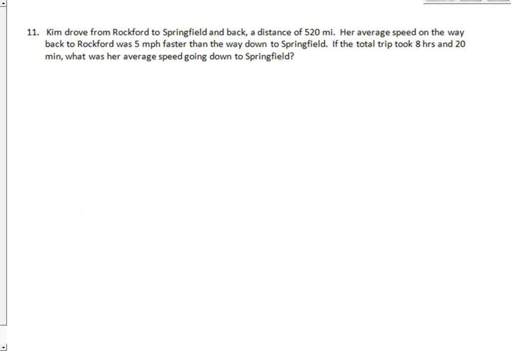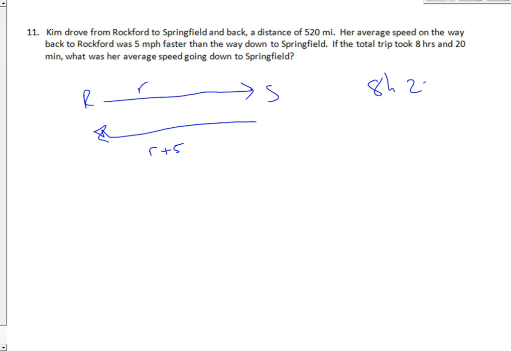Okay, so here's number 11. Kim drove from Rockford to Springfield and back. So her average speed on the way back to Rockford was 5 miles per hour faster than the way down to Springfield. So if we say our rate going down to Springfield is r, then our rate on the way back is r plus 5. If the total trip took 8 hours and 20 minutes, what was her average speed going down to Springfield?